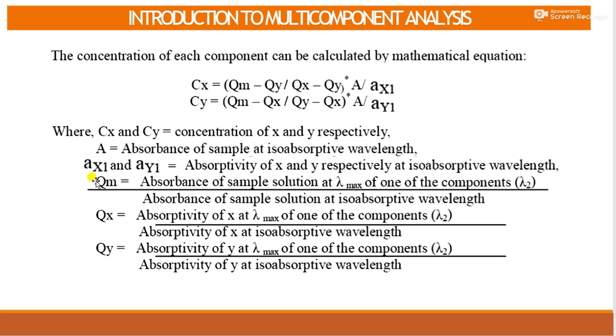So in short, Qm is the absorbance of the sample at lambda 2 divided by the absorbance at lambda 1, while Qx is the absorptivity of x at lambda 2 divided by the absorptivity of x at lambda 1, and Qy is the absorptivity of y at lambda 2 divided by the absorptivity of y at lambda 1.